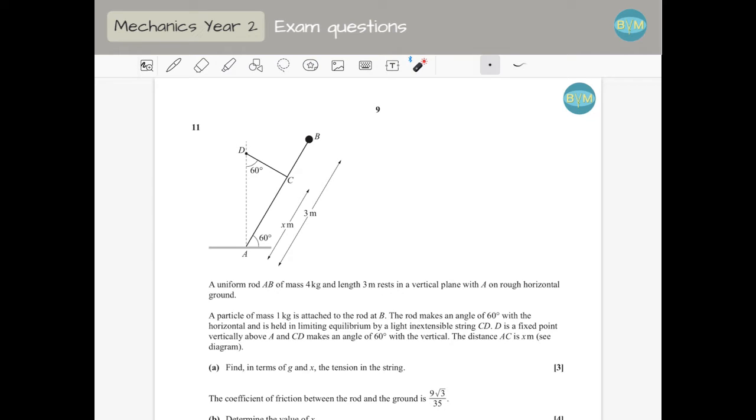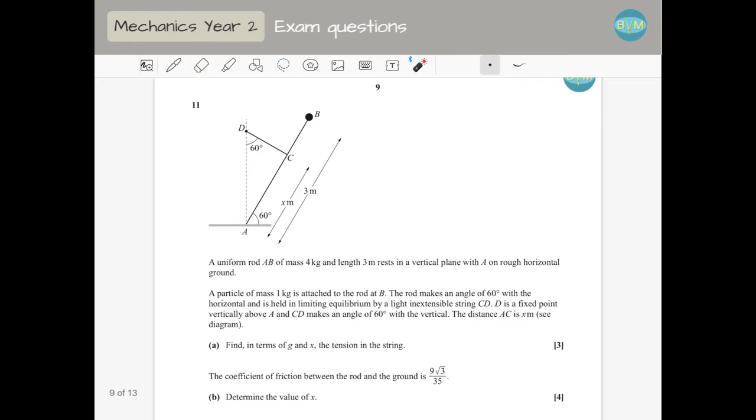Hello, this is question 11 on your June 2022 paper 3 from OCR. It's a mechanics question where you have a uniform rod, AB, mass 4 kilograms, length 3 meters, which rests in a vertical plane with A on rough horizontal ground. So this is rough ground. A particle of mass 1 kilogram is attached to the rod at B.